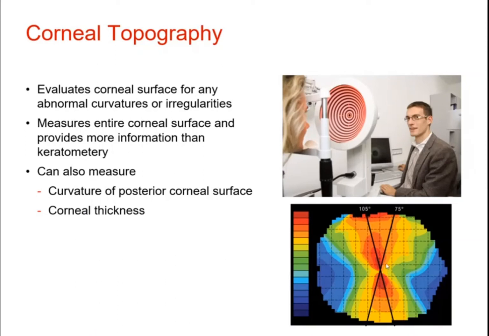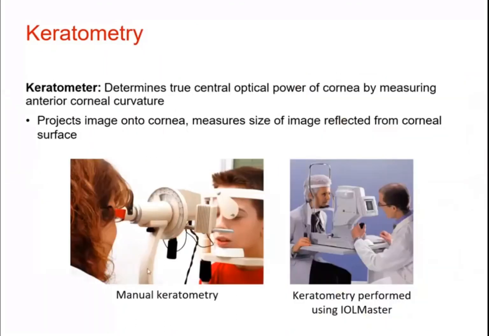So a lot of surgeons may use the topography, but not so much to obtain the K values for IOL calculation or toric IOL calculation, but more to see if there are any corneal irregularities that cannot be picked up by keratometry. Keratometry, especially auto-keratometry, is not able to pick up irregular astigmatism. It will just give you a number.